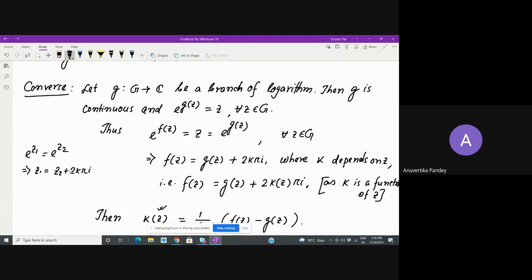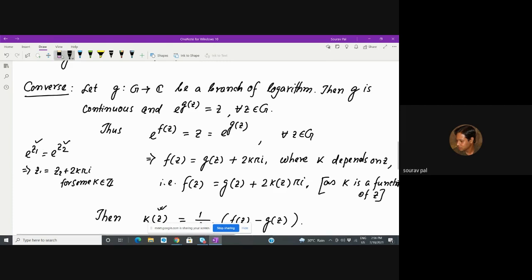Where k is in Z. Yes, for some k, for one k, not for all k. The thing is that it is for these two particular points.